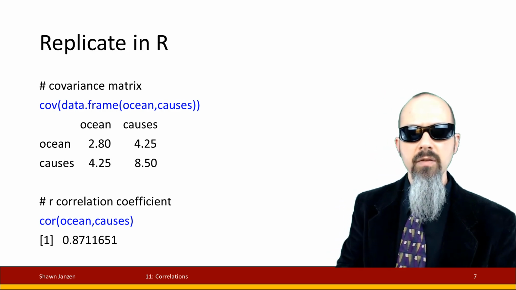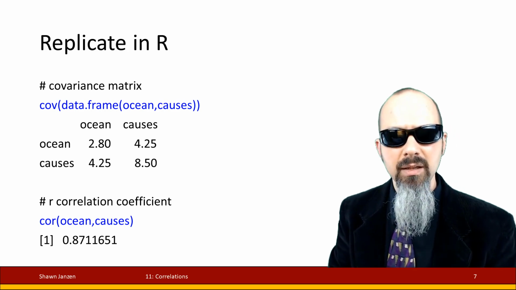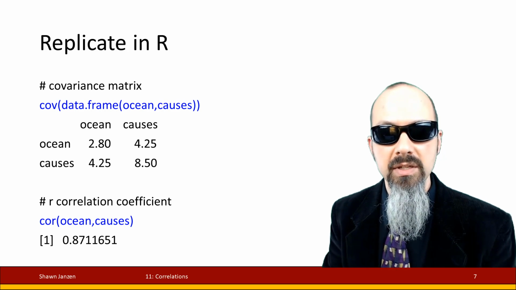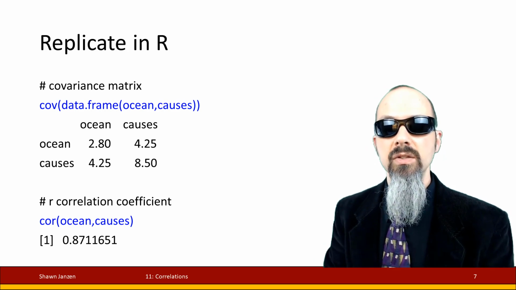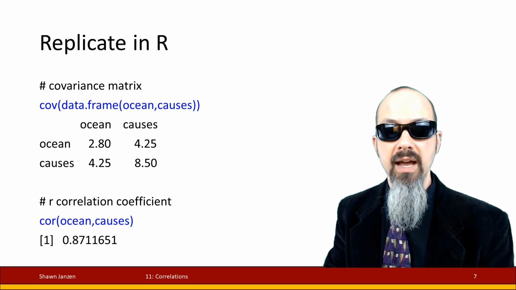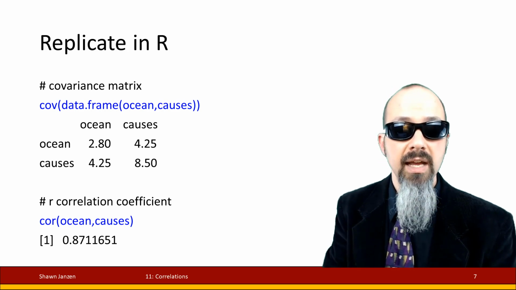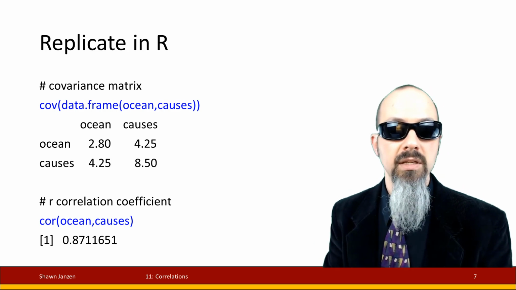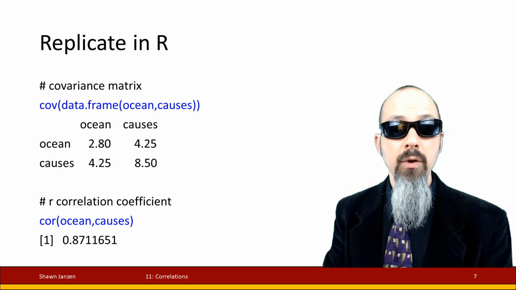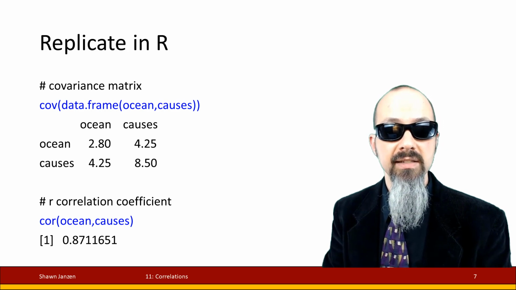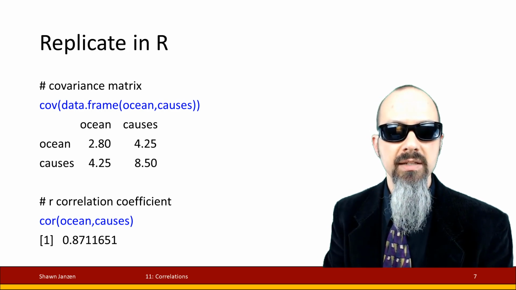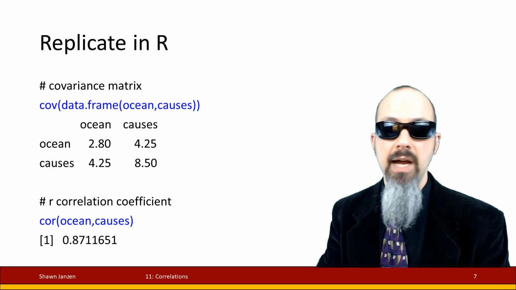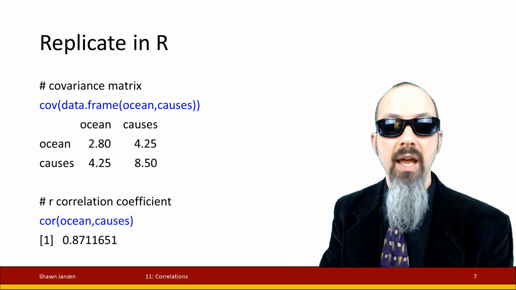And note the cov function plays with the data nicely when it tends to be more in a data frame rather than standalone vectors. So in this case, what I've gone ahead and done is I've nested ocean and causes inside of a data frame, so it becomes a data frame just for the purposes of this function, and then going into the covariance function there. If you already have data points inside of a data set, you don't need to worry about wrapping it inside a data.frame function. All you have to do is specify dataset$variable1, comma, dataset$variable2, and you're good to go.